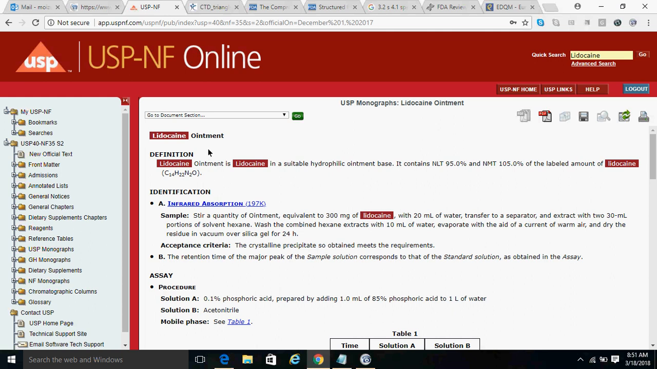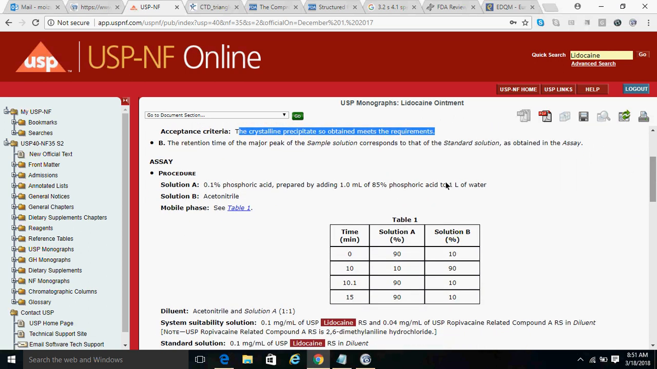It's an ointment. Now, if you see this lidocaine ointment, what is the definition of this ointment? What identification test, how it has to be performed? It is saying very clearly, your lidocaine has to go through infrared absorption, which is 197K is the code, and acceptable criteria, very clearly they will tell you: the crystalline preparation precipitate so obtained meets the requirement. This is the acceptable criteria.